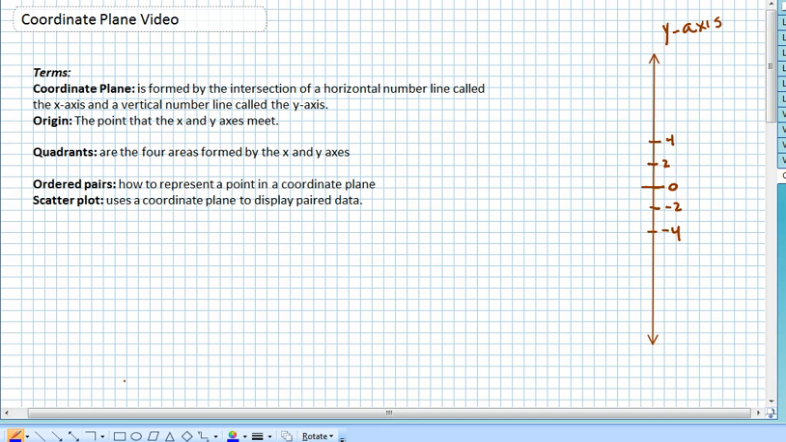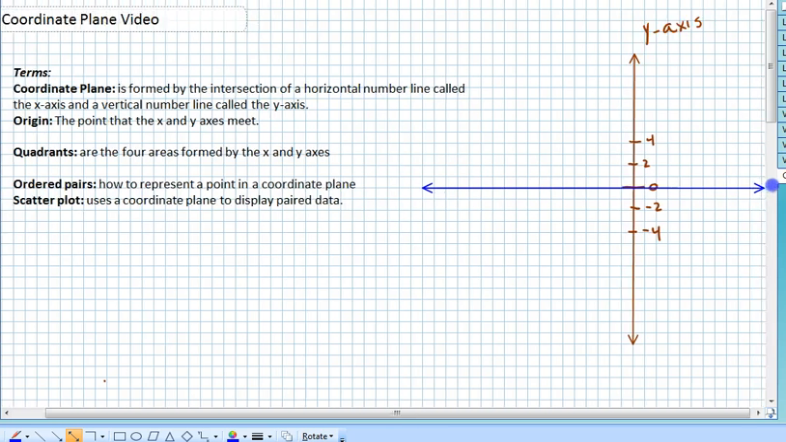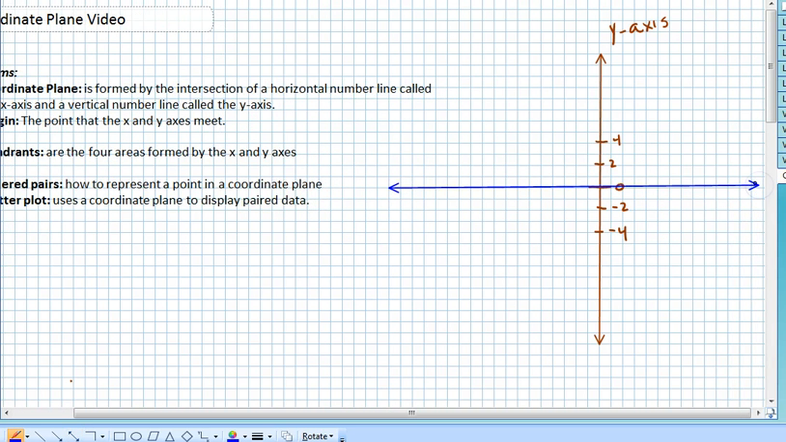Now let's draw a second line. This line is going to be a horizontal line. So here's my horizontal line, and I'm going to call this line my x-axis. Notice how my x-axis crosses my y-axis at 0. So this is also 0 for x. And we call that point where the two lines cross the origin.